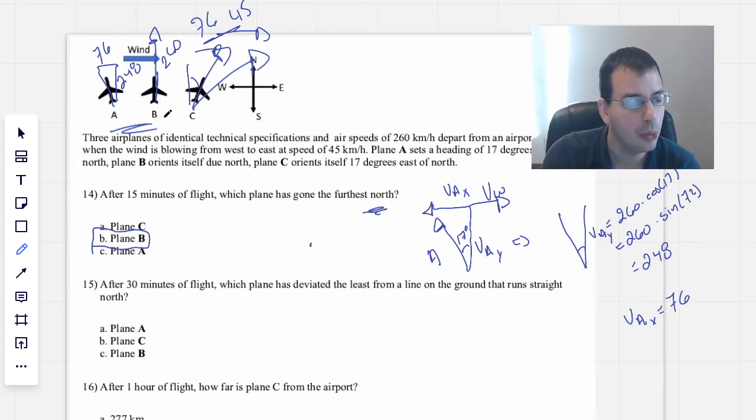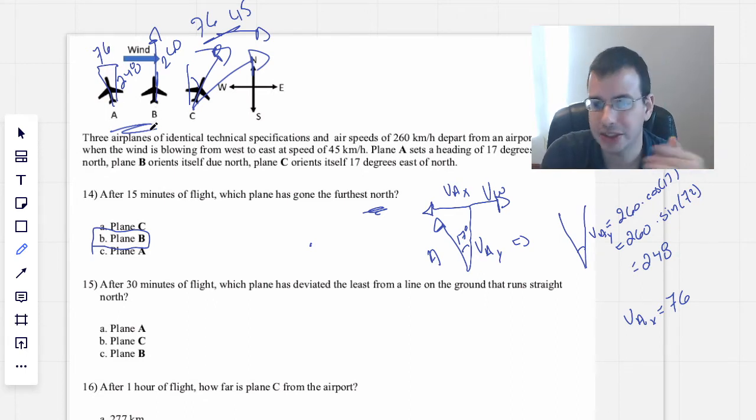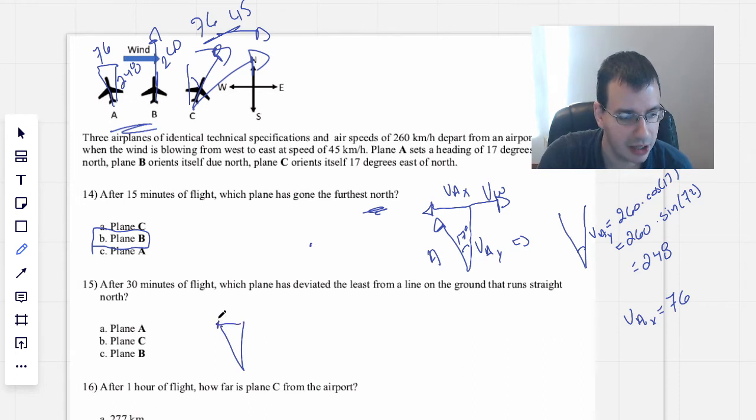So what we're thinking is, we have this 76, which is to the left, west, plus we have 45 that's going to the east. Maybe that'll compensate. We'll see here. So this will be a picture of A. So 76, 45.